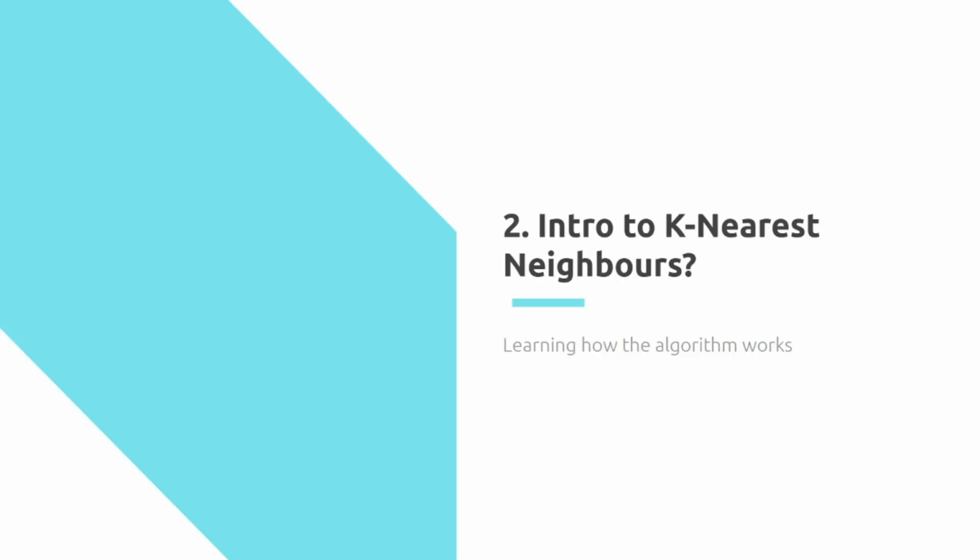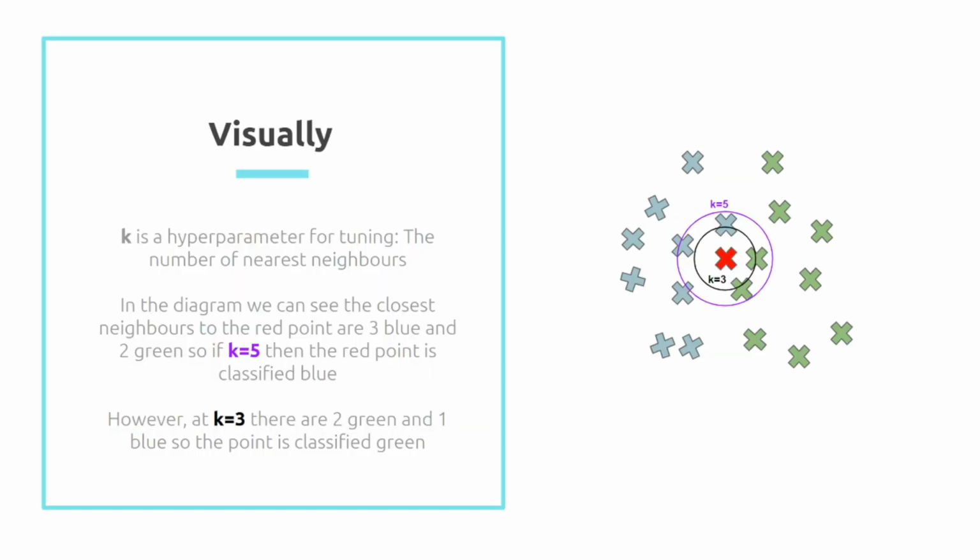Now we have the basics of classification problems down, let's learn about the algorithm that we're going to use in this course, k-nearest neighbours. K-nearest neighbours tries to classify our data by comparing each point to the points around it. It has a hyperparameter k, which refers to the number of nearest neighbours. In the example on the right, we can see how the algorithm would work for the red cross based on the classifications of the points around it.